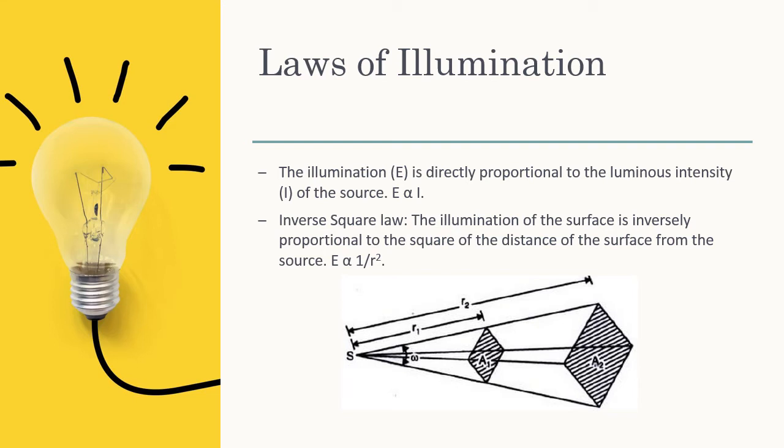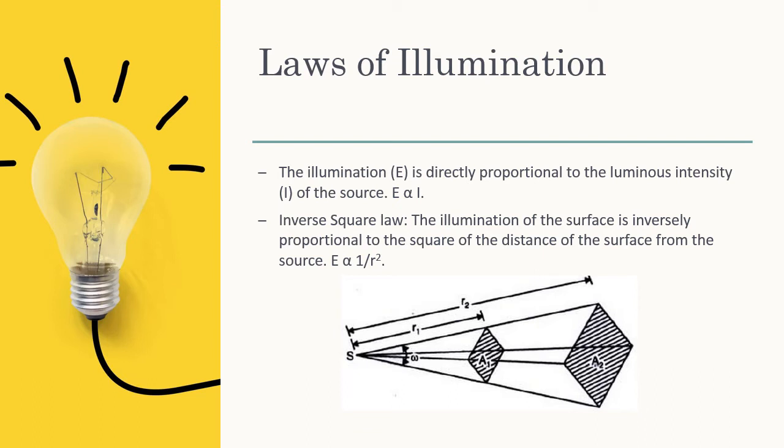The second one is the inverse square law. In inverse square law, the illumination E is inversely proportional to the square of the distance of the surface from the source. Let us take this as the source. Here light falls on the surface. Suppose if the surface is here, then the distance between the source and the surface is R1, means the illumination is inversely proportional to the square of this R1. So E is proportional to 1 by R1 square.